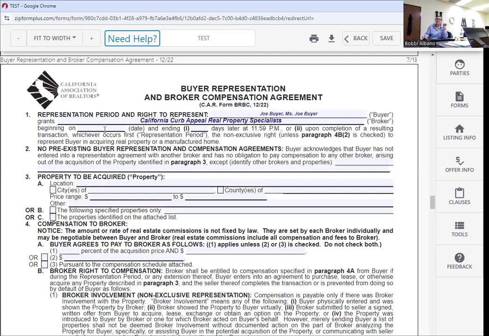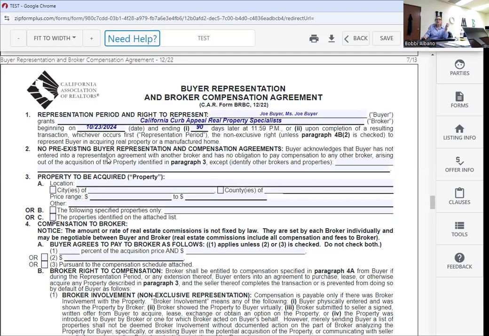The beginning date will be the date that you're completing this agreement. So it's today's date and ending, and it gives you a number of days. So we're going to put 90 days because that is the limit for this agreement. Upon completion of a resulting transaction, whichever occurs first, that's the representation period, the non-exclusive right, unless paragraph 4B2 is checked, we'll get there, to represent buyer in acquiring real property or a manufactured home. So this is also required if your buyer is buying a manufactured home.